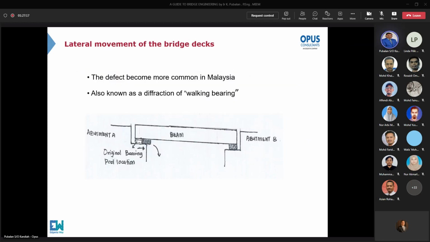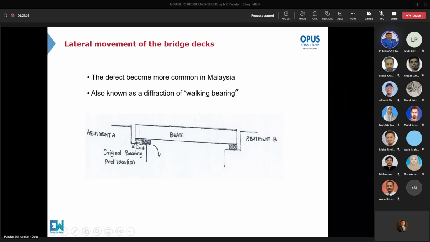Now, lateral movement of bridge deck. This is the case where it's quite common. I'm not sure about in Sarawak, but here I came across many bridges. Not only this one, it's also in JKR as well. So we have a walking bearing. They say the bearing walks actually.